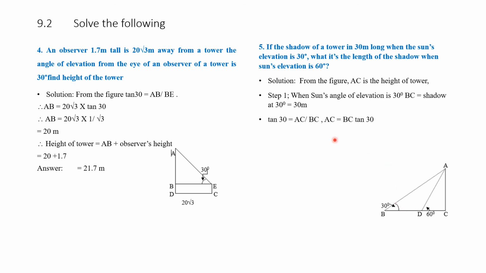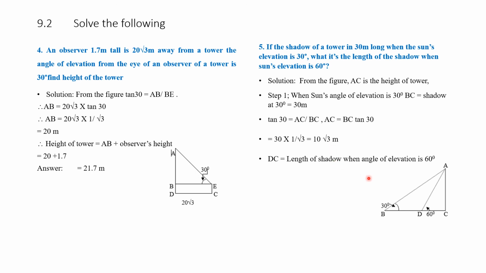So, therefore, tan 30 is equal to AC by BC. That is, AC is equal to BC tan 30. Therefore, that is equal to 30 into 1 over root 3. That is 10 root 3 meters.